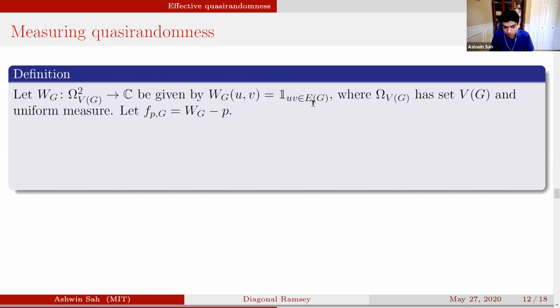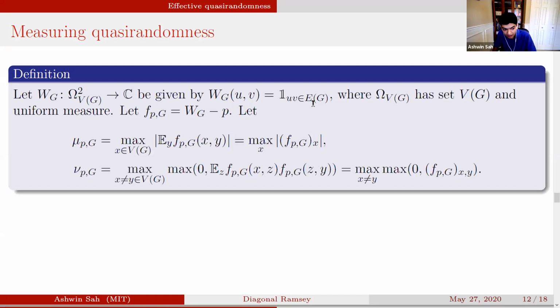And we're going to care about the discrepancy of this graphon from a quasi-random graphon, which is just the constant function p. So we'll let f_{p,G}, or just f sometimes, be W_G minus p. So this is sort of a signed version of these discrepancies from quasi-random. And finally, we define the following two measures of how quasi-random this G is.